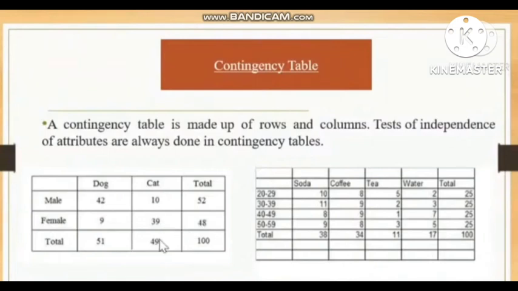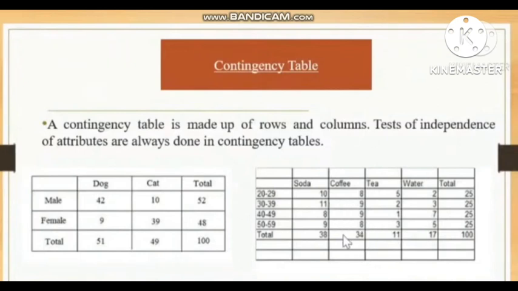So this table is made up of two rows and two columns. It is a contingency table. And generally we say that the size of this contingency table is 2 into 2, number of rows by number of columns, as we express the size of a room, 10 by 12. Like that, the size of this contingency table is 2 into 2.